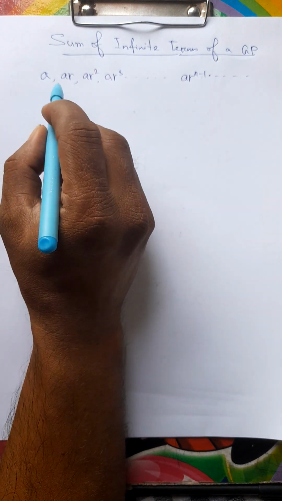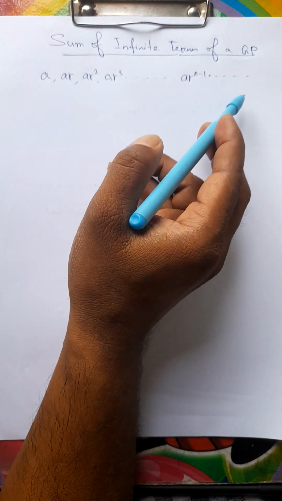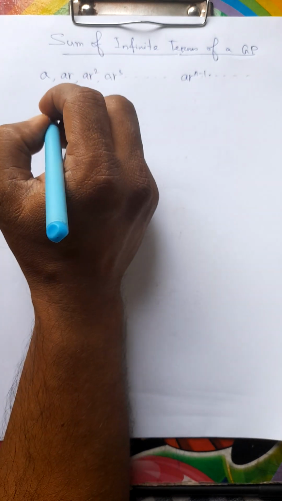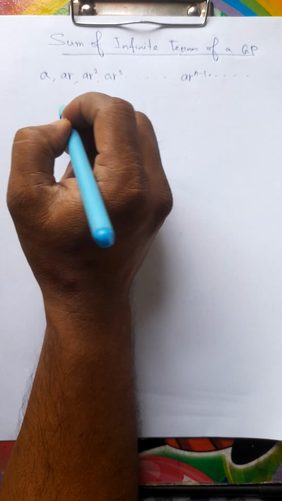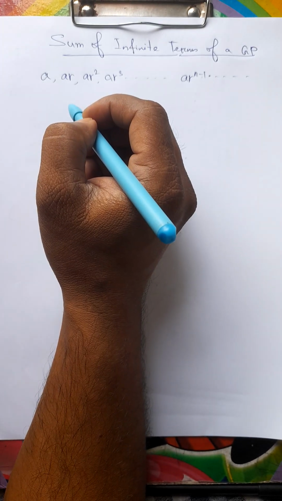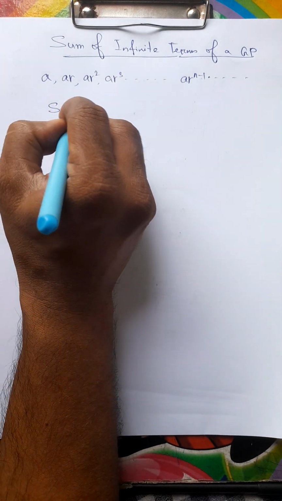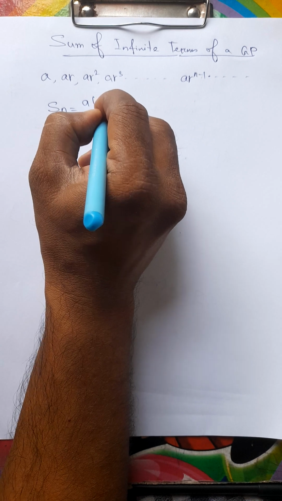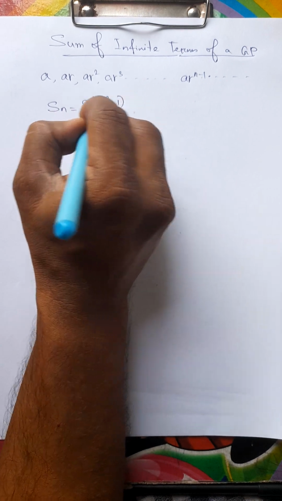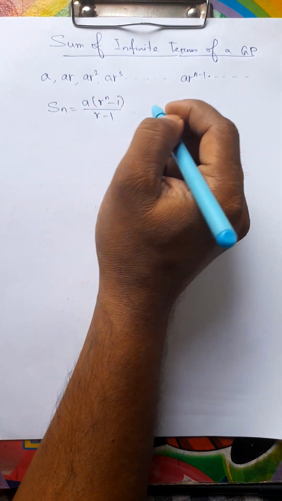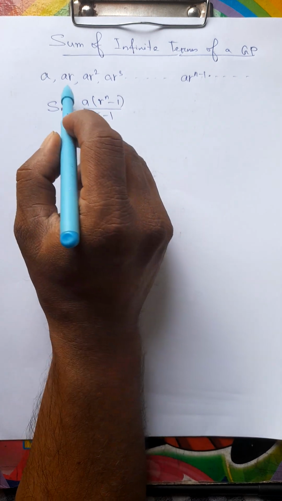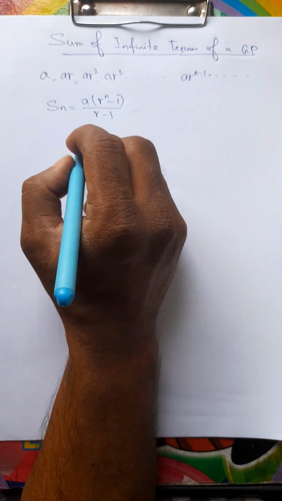Now let's say this series contains infinite numbers of terms. Earlier we have discussed the sum of n number of terms of this series. We find that Sn equal to a into r to the power n minus 1 divided by r minus 1. This is the sum of n number of terms of this series.